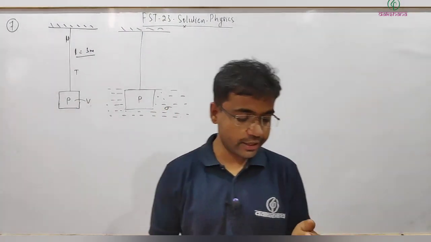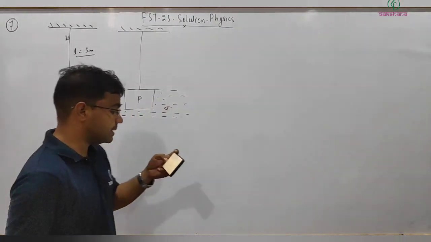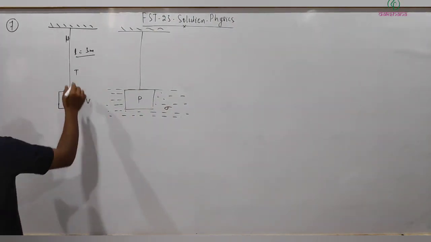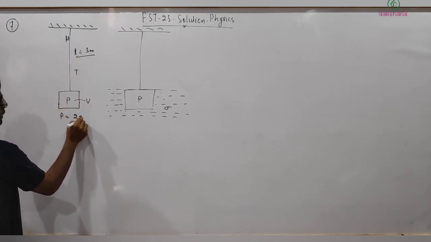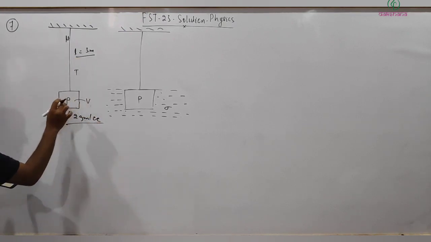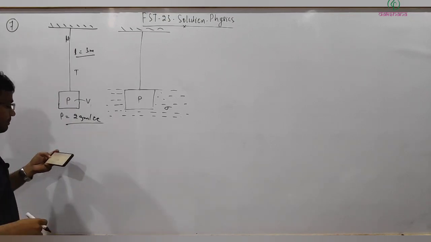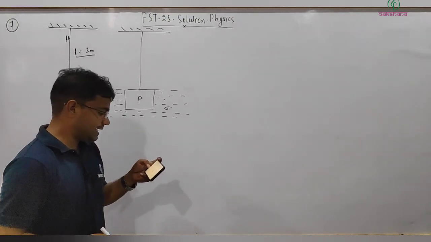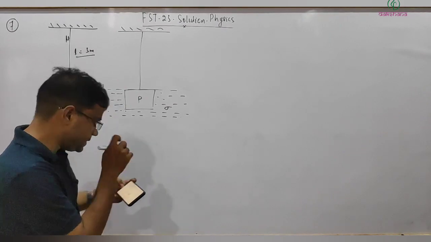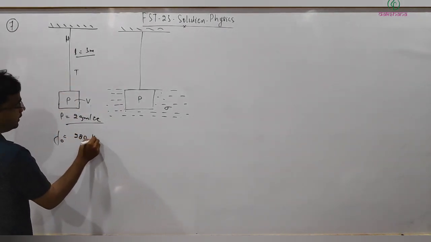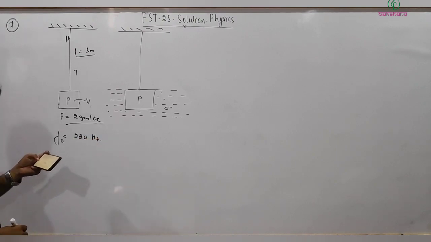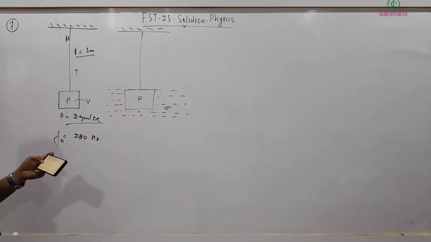Let me read it first. A cylindrical block of density 2 gram per cc is suspended by a thin wire of length 3 meter. The density of this block, rho, is 2 gram per cc. When the wire is vibrated, it produces a fundamental frequency f0 of 280 hertz. The mass of the wire is so small that the tension in the wire can be assumed to be constant.